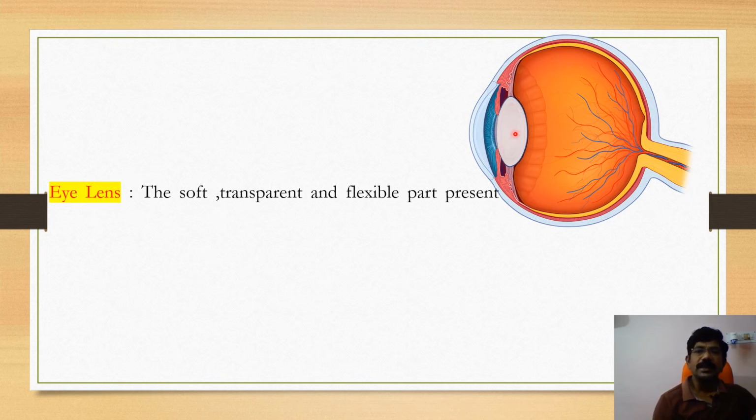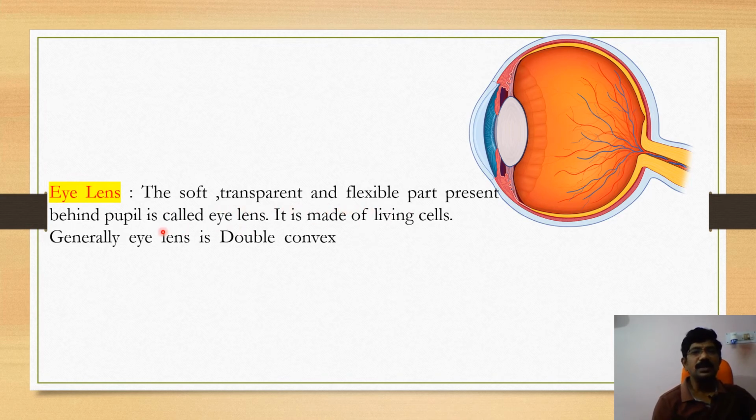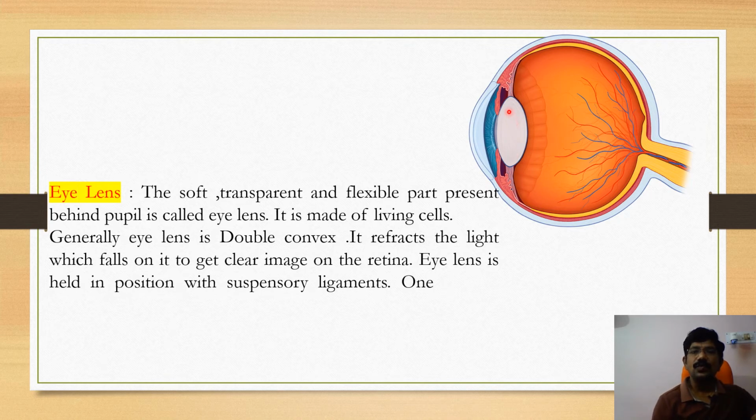Next, observe this one. There is a crystalline lens on the back side of the pupil. This is known as the eye lens. The soft, transparent and flexible part present behind the pupil is called the eye lens. It is made up of living cells. Generally, the eye lens is double convex. It refracts the light to form the image on the retina.